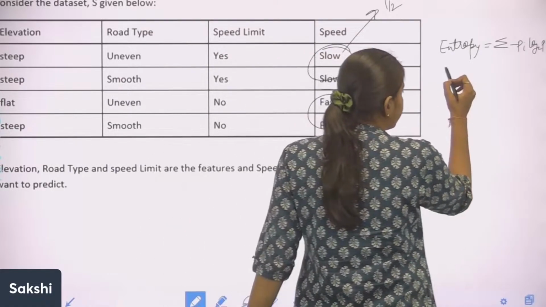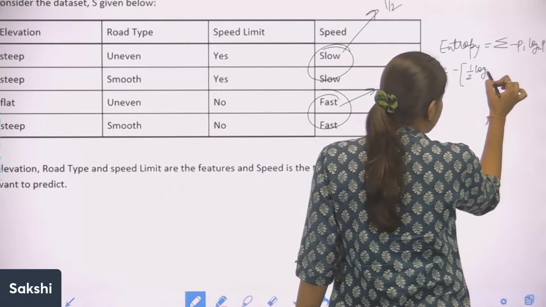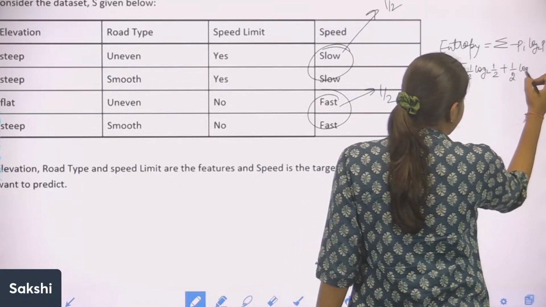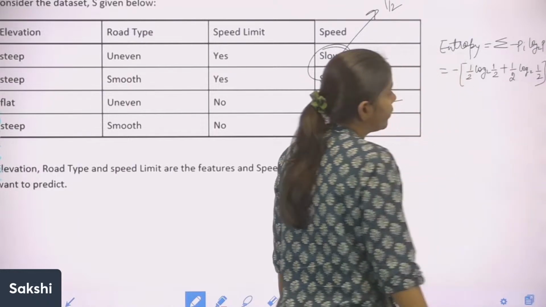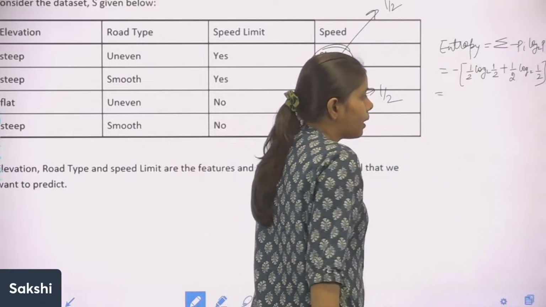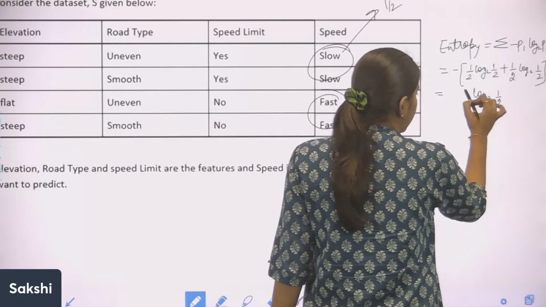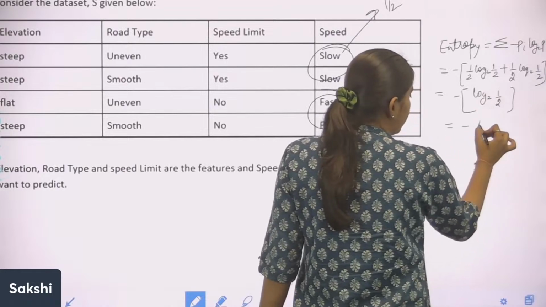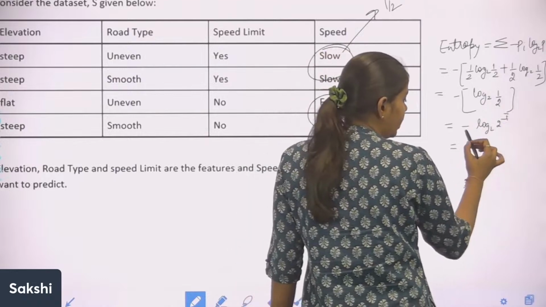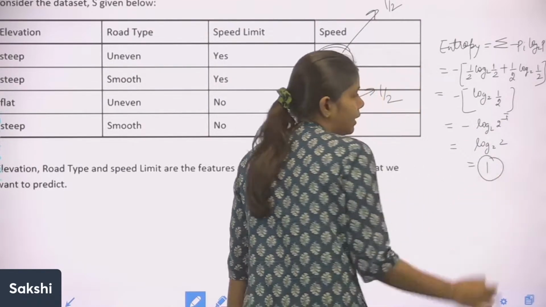So let's write down minus 1 by 2 log to the base 2 1 by 2 plus 1 by 2 log to the base 2 1 by 2. We get this entropy, right? On solving, it becomes log to the base 2 of 1 by 2. Can I write this as log to the base 2 of 2 to the power minus 1? Using the log property, the minus comes in front, minus minus becomes plus, and log to the base 2 of 2 is 1. So we get the entropy here as 1.